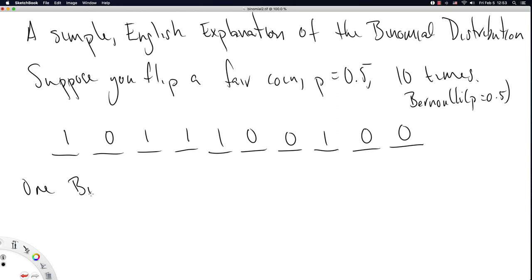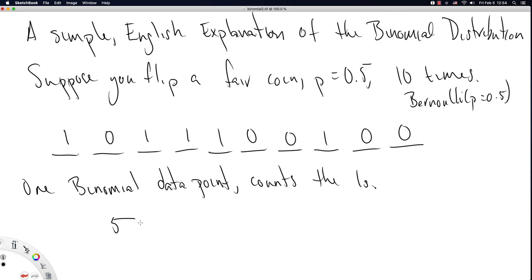One binomial data point counts the ones. So you might have the binomial data point 1, 2, 3, 4, 5. That right there is your one binomial observation, the single number, the 5. Okay, that's our quick example.